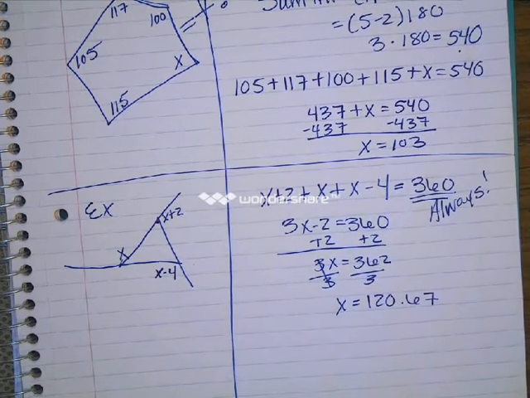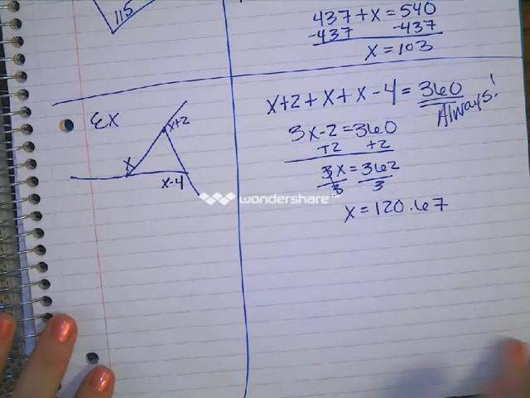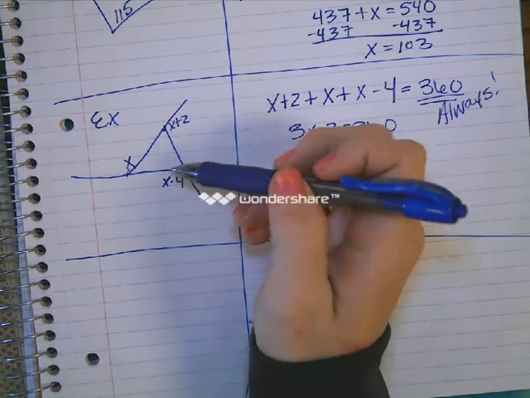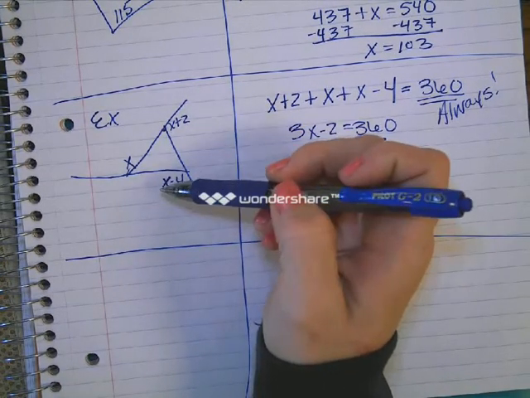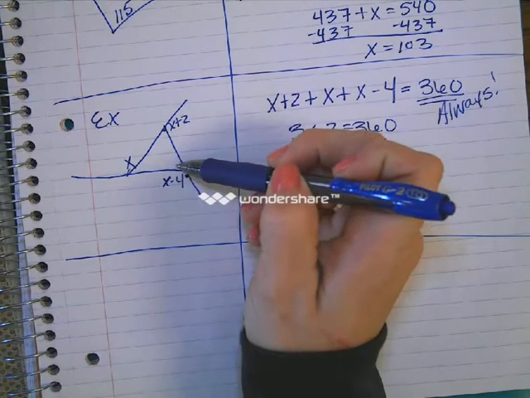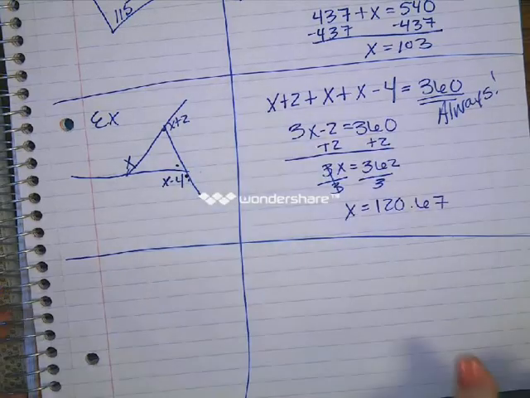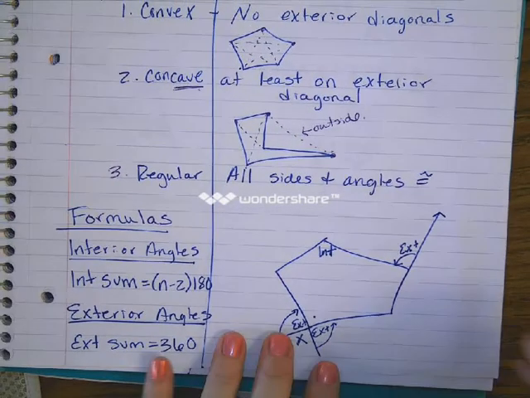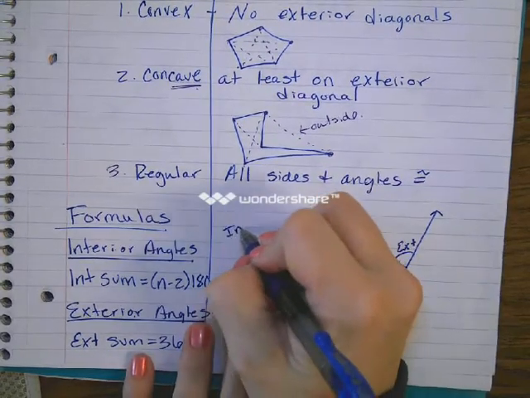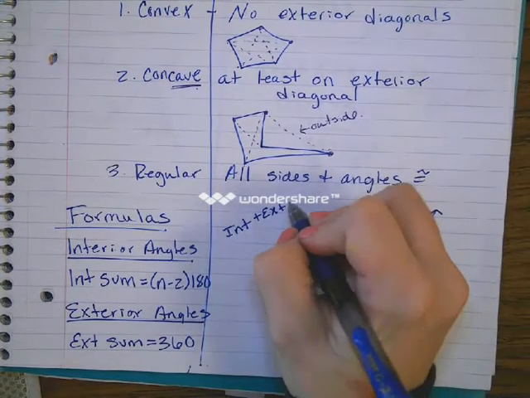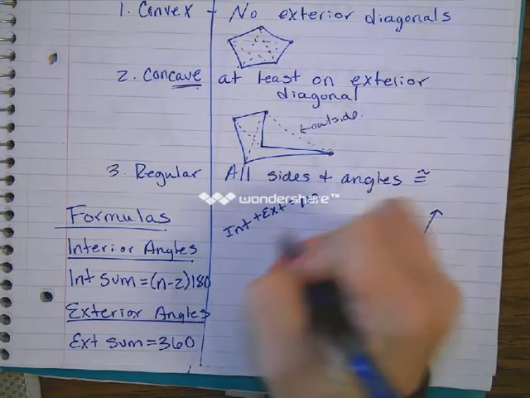Okay. Another thing to point out, just in case you have any problems in the book, an exterior angle and an interior angle are always linear pairs. Okay? Actually, let's go back and write that right here. Another thing to know about interior and exterior angles is an interior plus an exterior will always equal 180 because they are a linear pair.